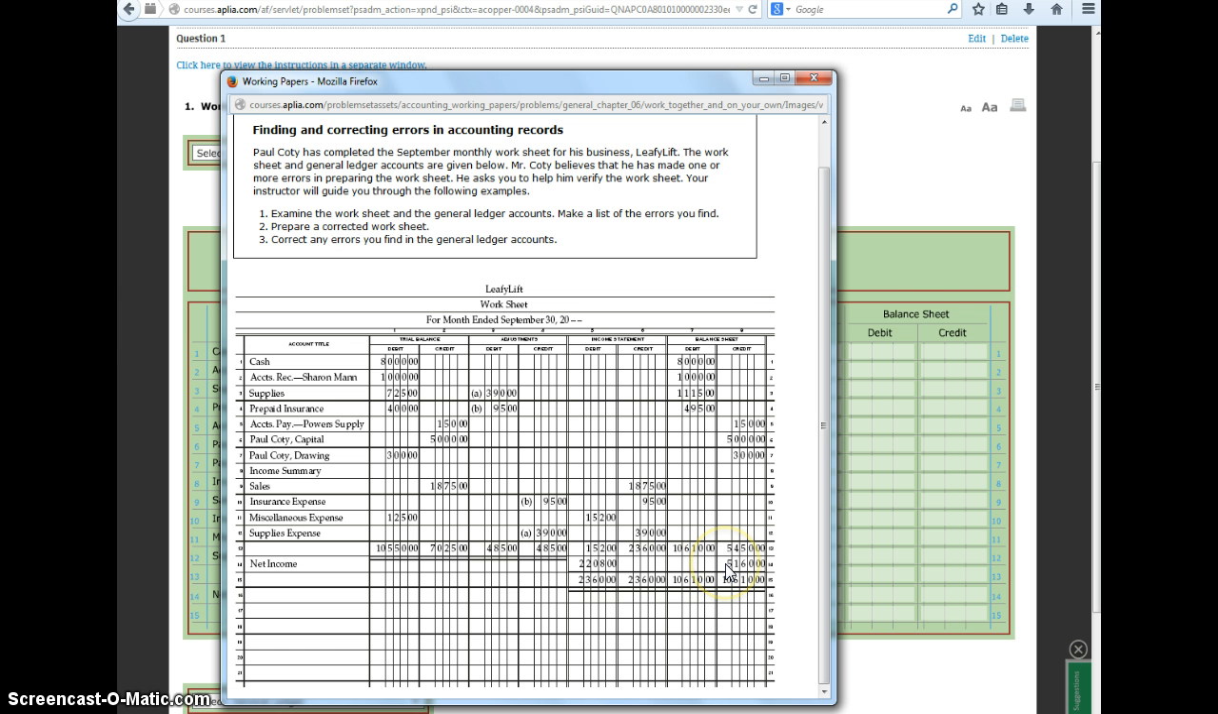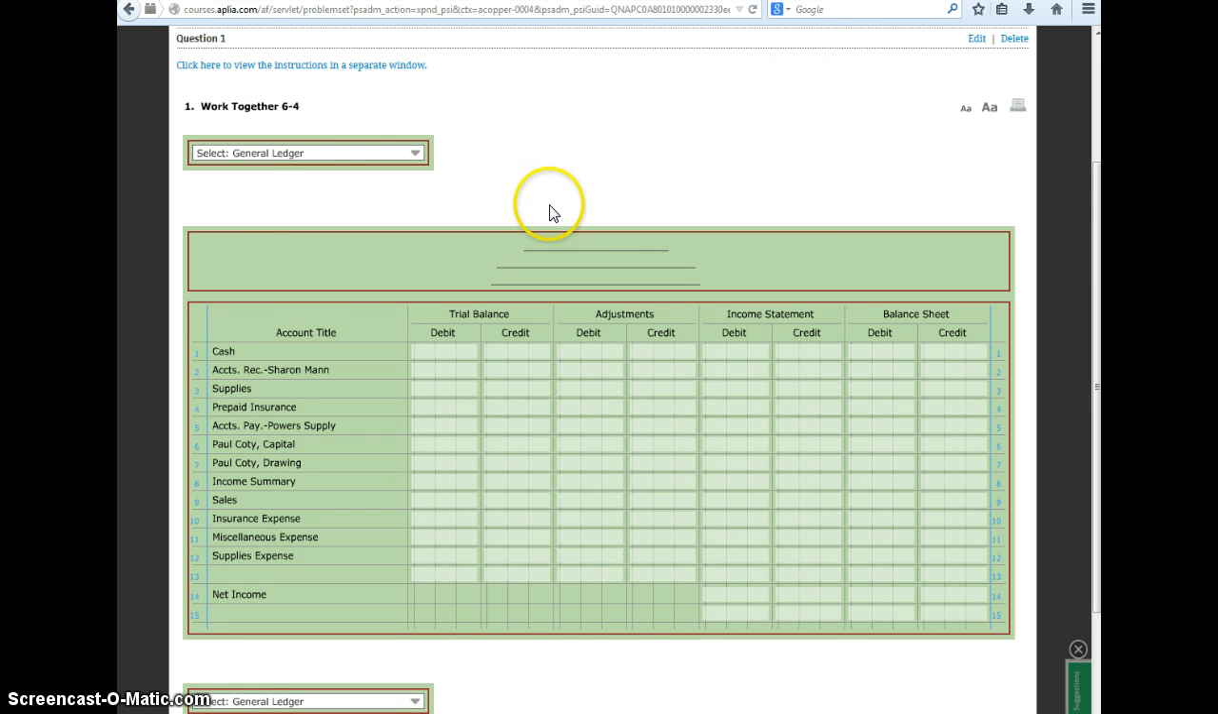That's it. I'm going to pause this for just a moment, and I'm going to pull up the work together. So this is our work together instructions. It tells us we need to go through the worksheet and the accounts, make a list of errors you find, prepare a corrected worksheet, and correct any errors in the general ledger accounts. Honestly, you don't even need that. Don't even print it. So we're going to close that right now.